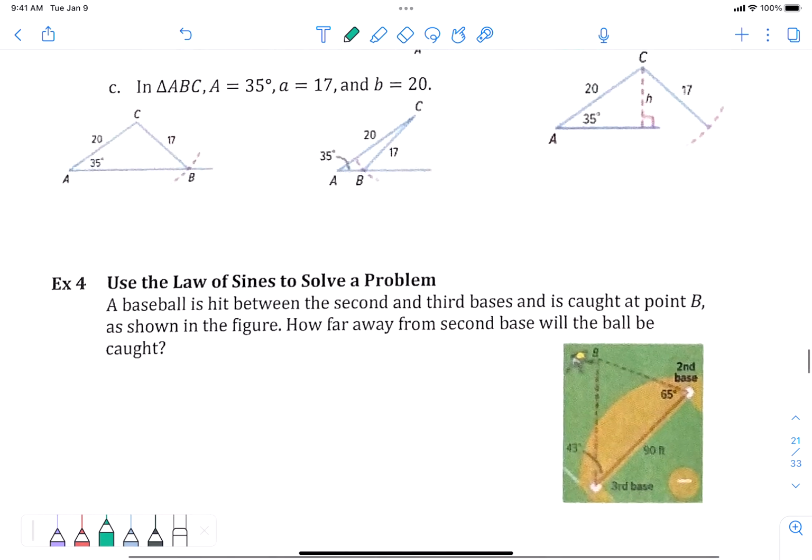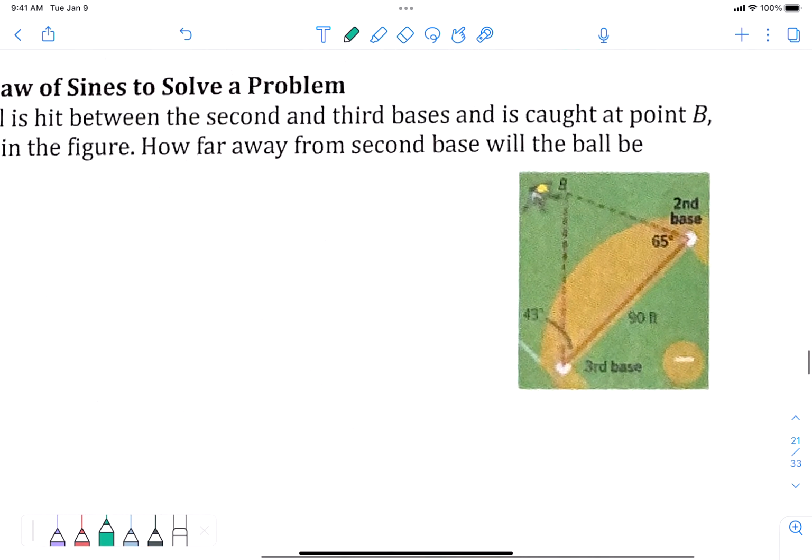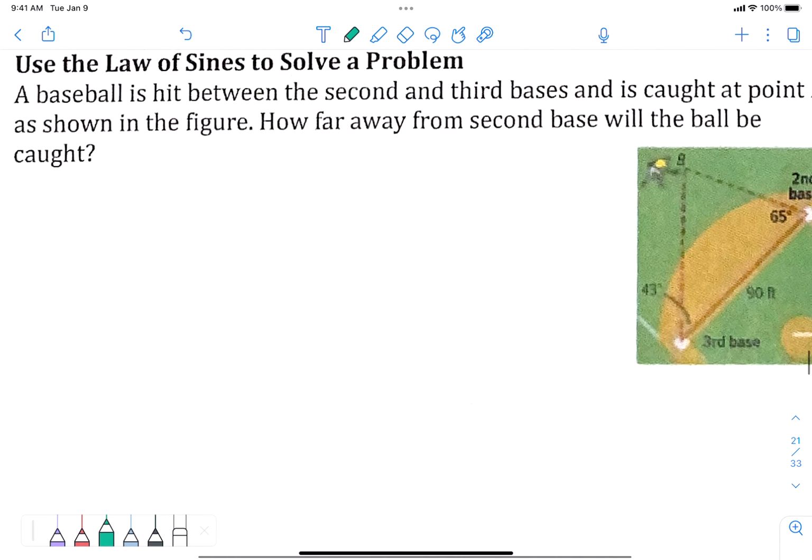All right, we're going to skip B and C. We're going to go down to example 4. And they're not going to ask me to solve for everything here. They're just going to ask me to solve for one thing.